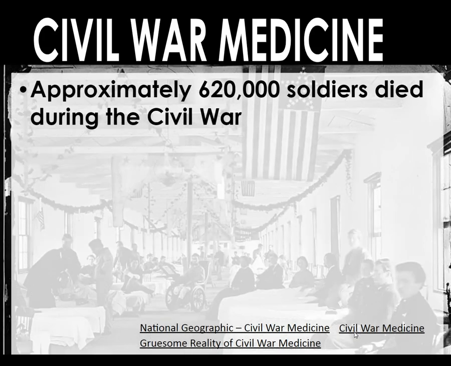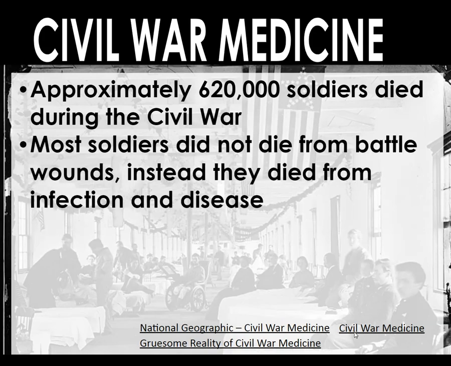Now let's take a look at some of the medicines and the way people were treated in hospitals at this time. Approximately 620,000 soldiers died during the Civil War. Most soldiers did not die from battle wounds. Instead, they died from the infections and diseases they got from being wounded during battle.